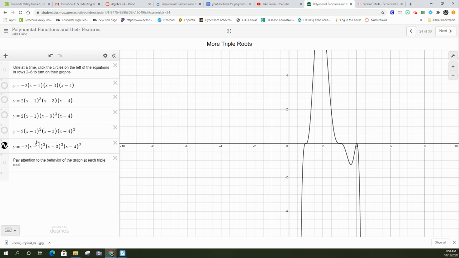So we are pretty sure we know what's happening every time it's cubed. This is actually true for all odd exponents: it will have a point of inflection. And we know when it's even, squared, and this is true for all even powers, it will bounce. It will have an extrema point.